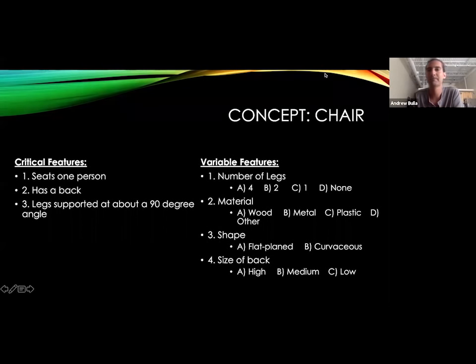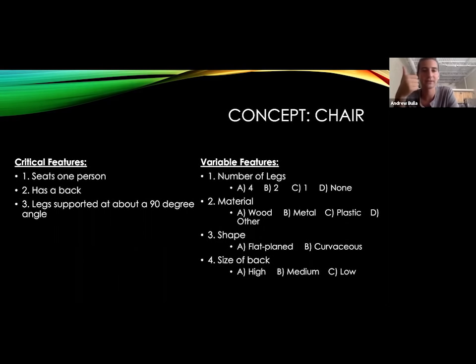So let's say we wanted to do a concept analysis of a chair. And what is a chair? What makes something a chair? So if we look at our critical features, we can identify that a chair seats one person, a chair has a back, and the person sitting, their legs are supported at a 90-degree angle. So all of our instances within our stimulus set and our teaching materials have to make sure that those three critical features are there.